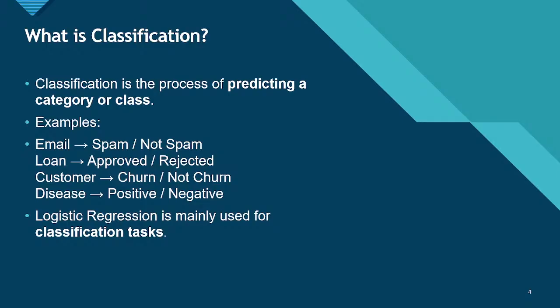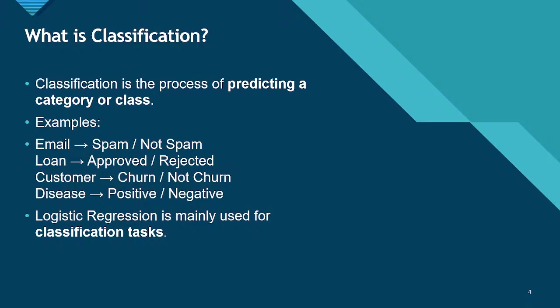The model analyzes medical history, lab results, and symptoms. Then it classifies the case as positive or negative. Lastly, logistic regression is mainly used for classification tasks. One of the most commonly used algorithms for classification is logistic regression.